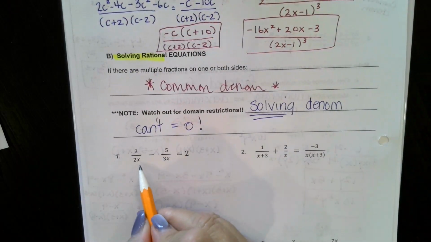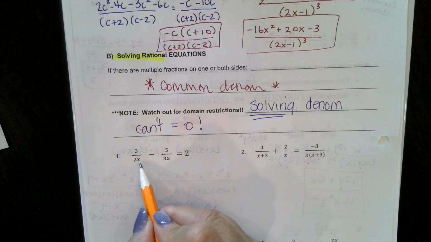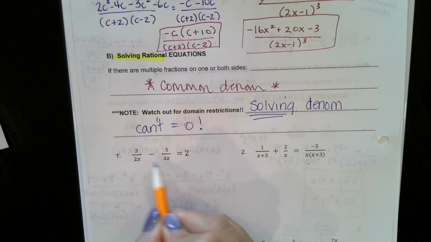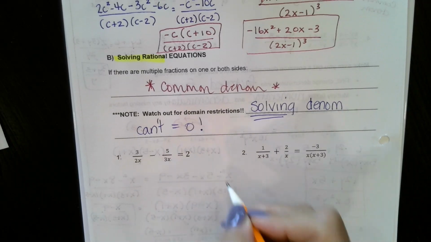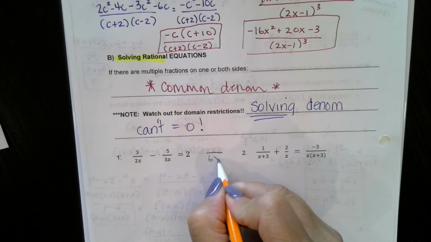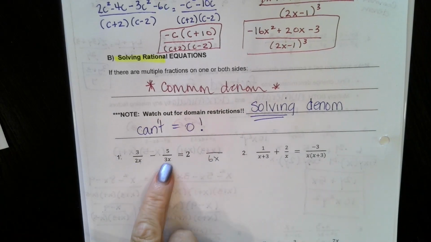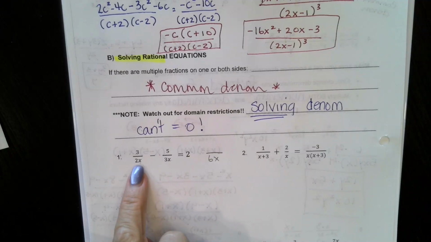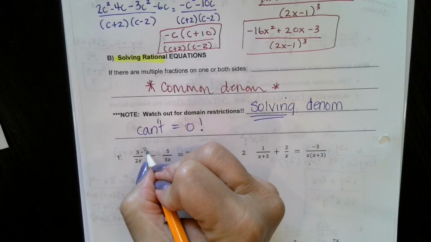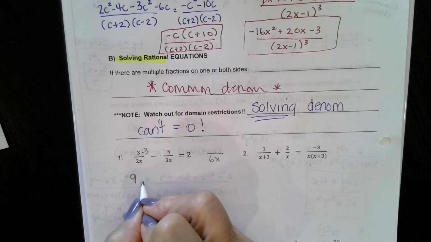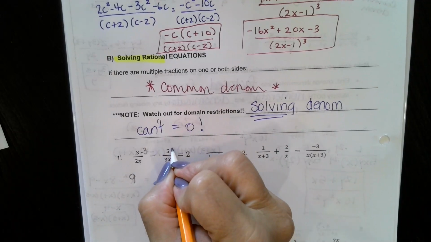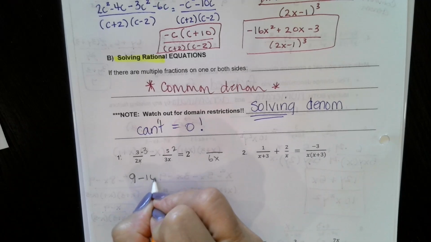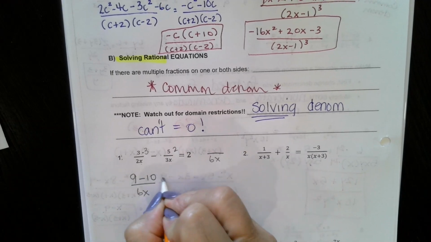So if I look at this, I have 2x and 3x. So my common denominator on this guy is going to be 6x, the 2 and the 3. So what am I missing here? I'm missing a 3. So this becomes 9. This guy is missing a 2. 9 minus 10 over 6x equals 2.